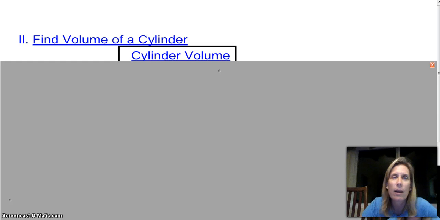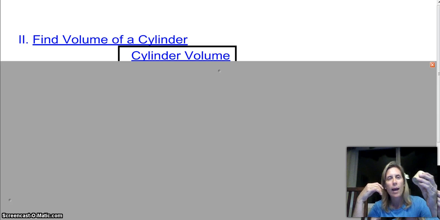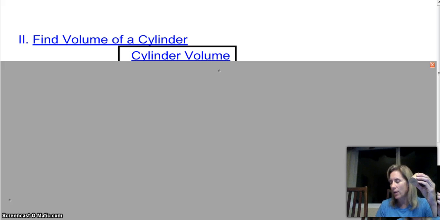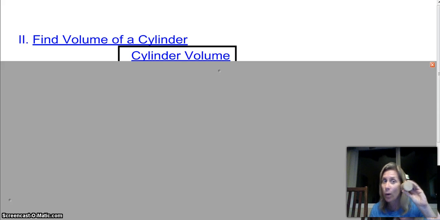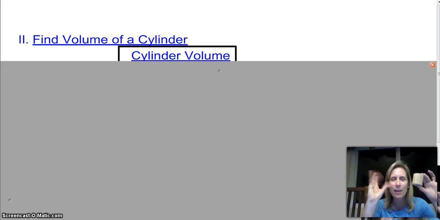Okay, the second topic today, and the final, is finding the volume of a cylinder. So here I have a wooden cylinder, and we can see that a cylinder is similar to a prism because they have how many bases? Yes, 2 bases. And a cylinder's bases are always what shape? Circle.